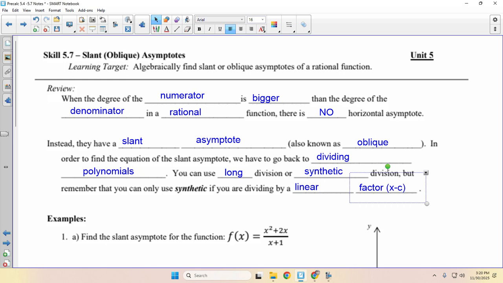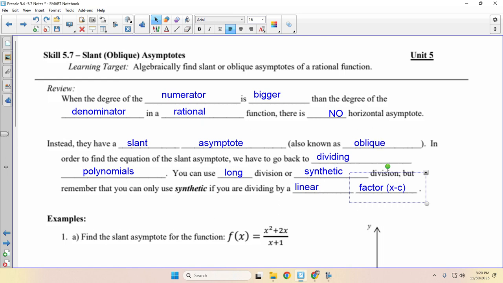When the degree of the numerator is bigger than the degree of the denominator, so when the top is bigger than the bottom in a rational function, there is no horizontal asymptote. Instead, they have a slant asymptote. It's also known as an oblique asymptote.